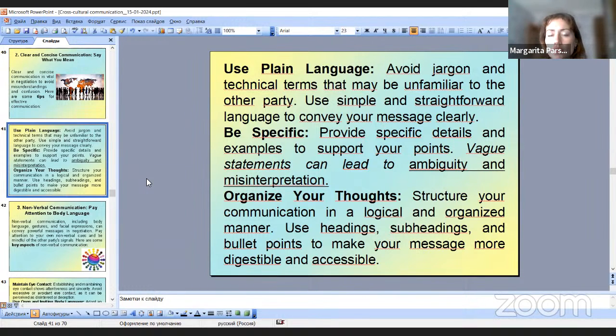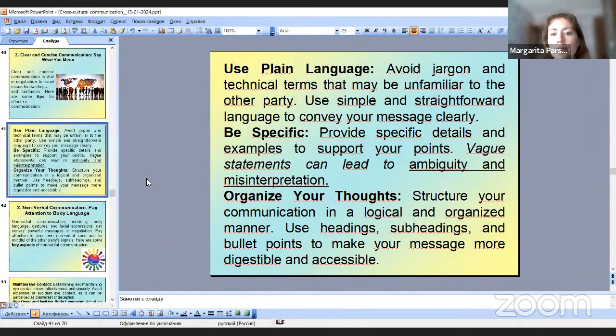So specific details, you provide them, and examples that support your points. Just to make your speech more vivid, you add examples to it and avoid vague statements, which can lead to misinterpretation. Organizing your thoughts: use simple and understandable language. Structure your thoughts so they are logical and organized.